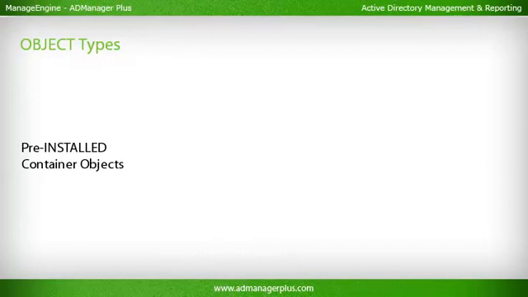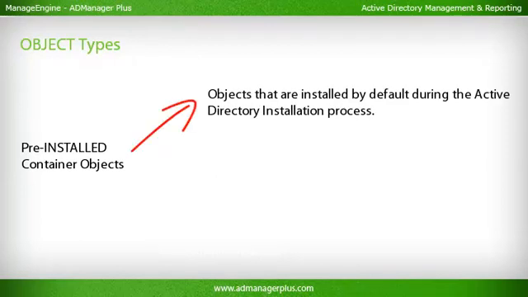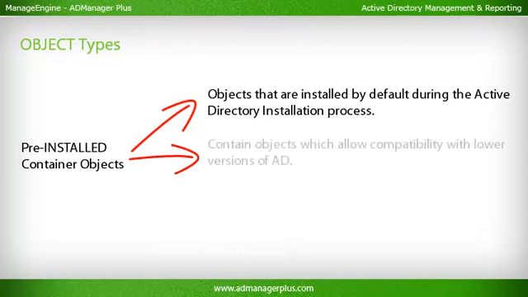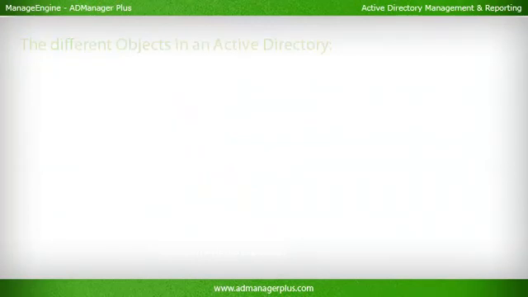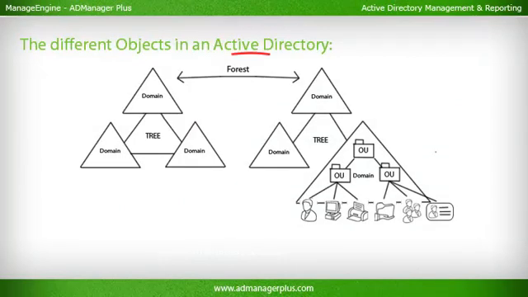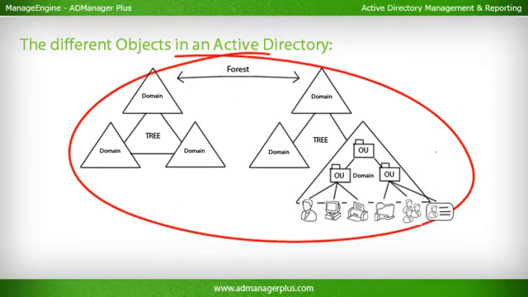Pre-installed container objects. Objects that are installed by default during the Active Directory installation process. They contain objects which allow compatibility with lower versions of AD and are also used to give certain functionalities to the objects contained within the different objects in an Active Directory. Forest is the highest level of security boundary within an Active Directory and can contain one or more domains or domain trees.